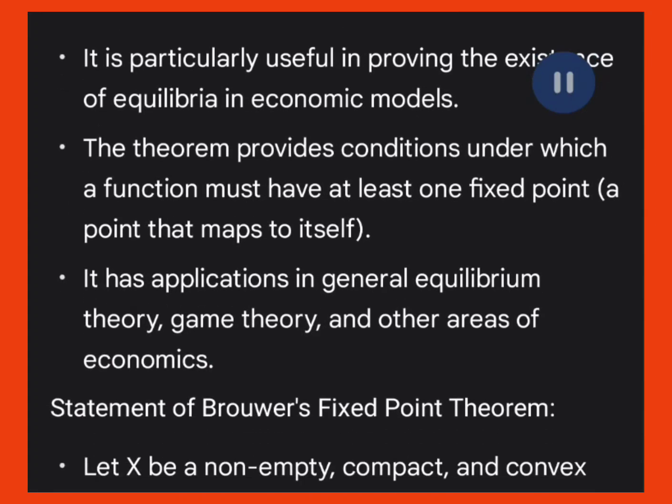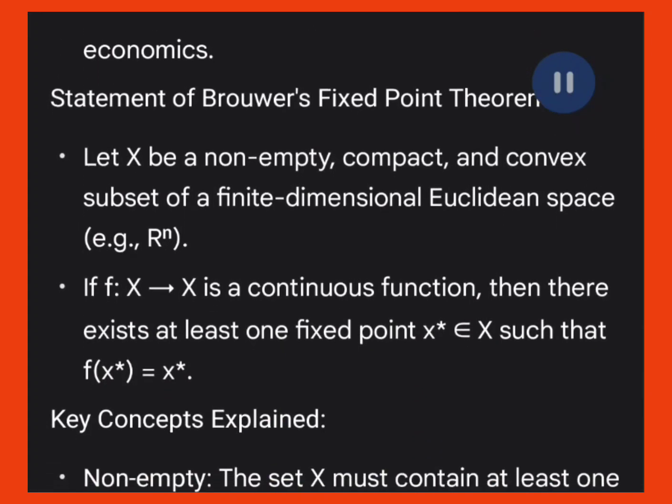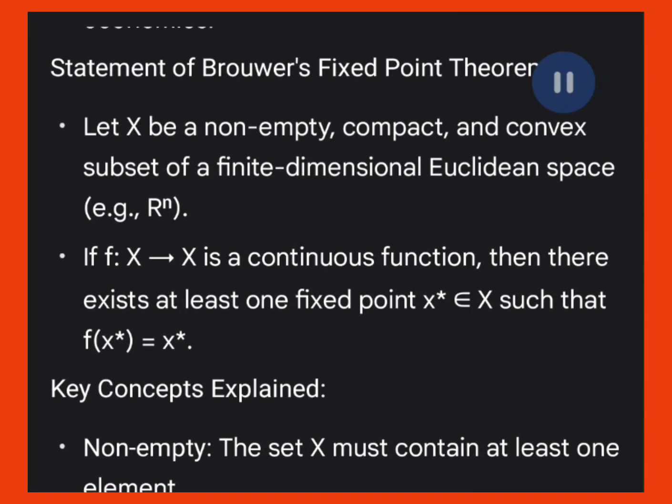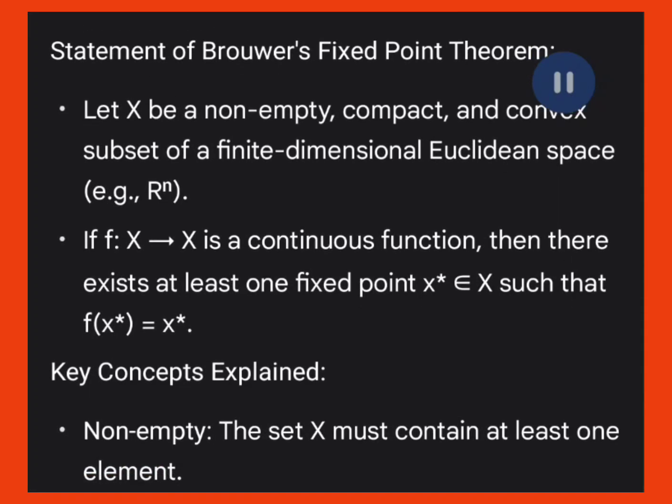Statement of Brouwer's Fixed Point Theorem. Let X be a non-empty, compact and convex subset of a finite-dimensional Euclidean space, e.g., R^n. If f: X → X is a continuous function, then there exists at least one fixed point x* ∈ X, such that f(x*) = x*.